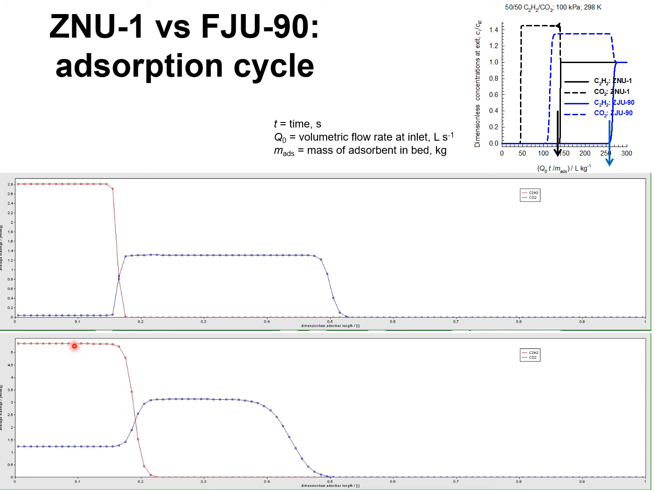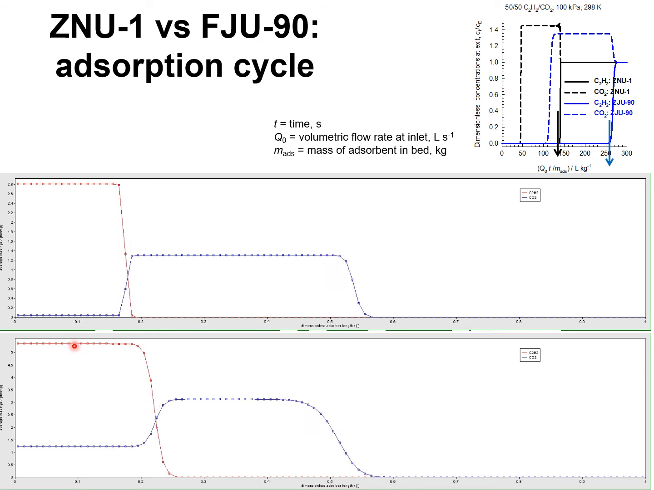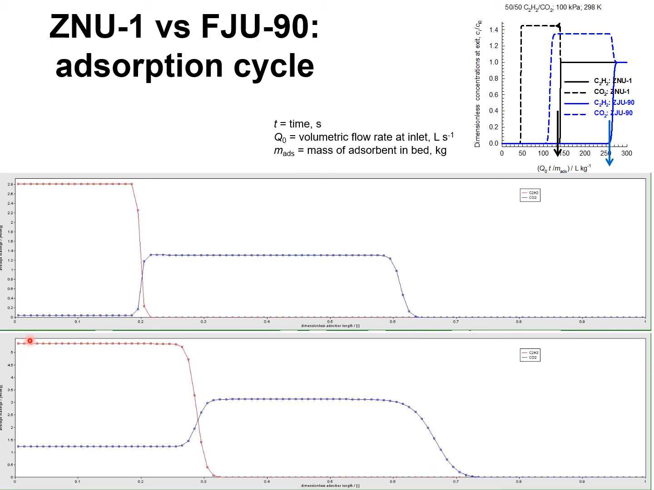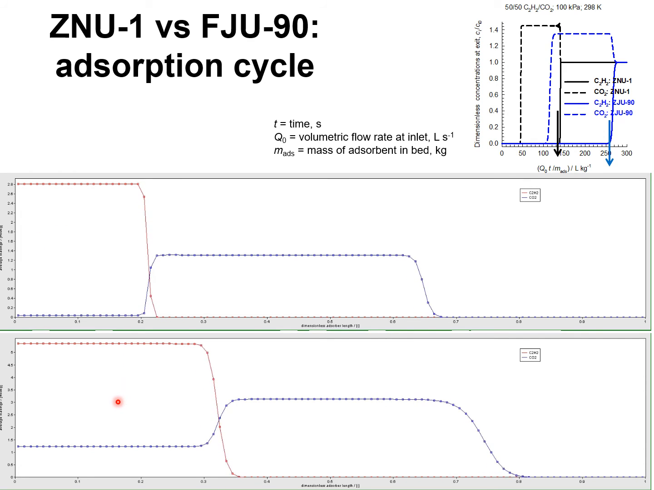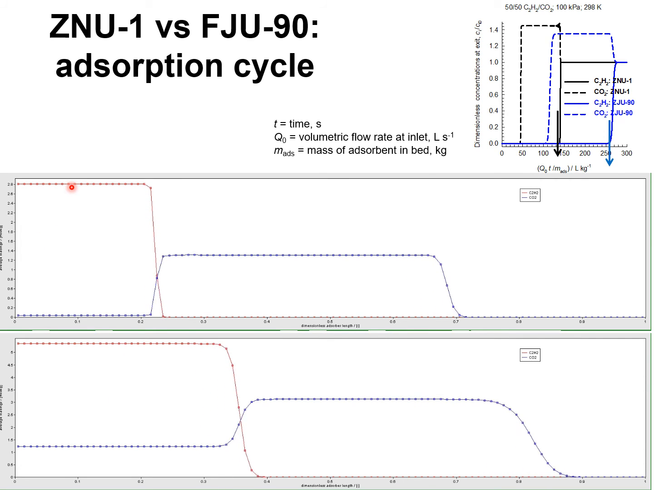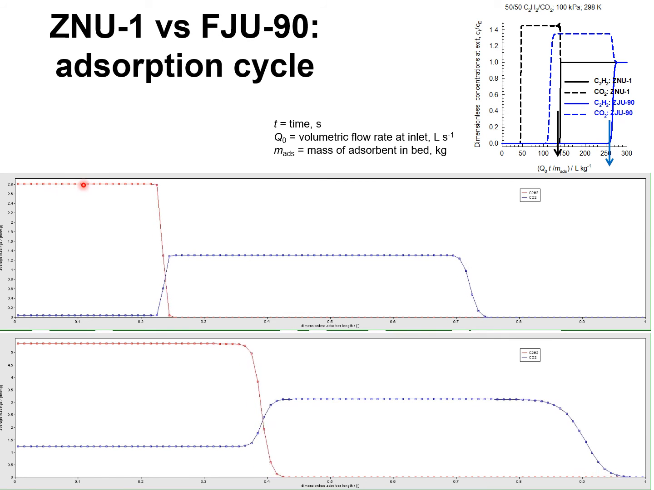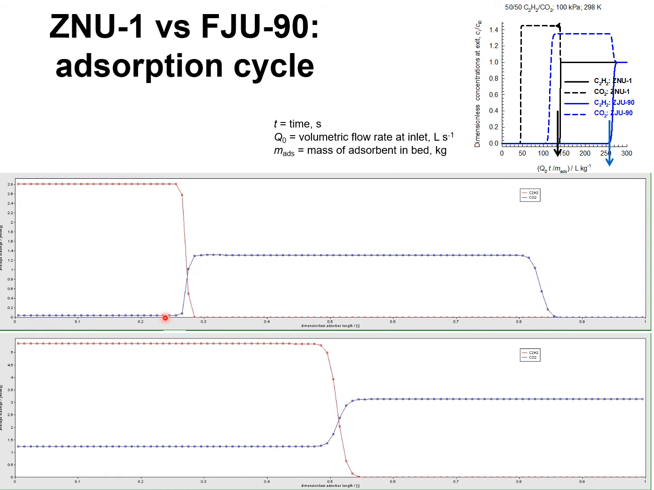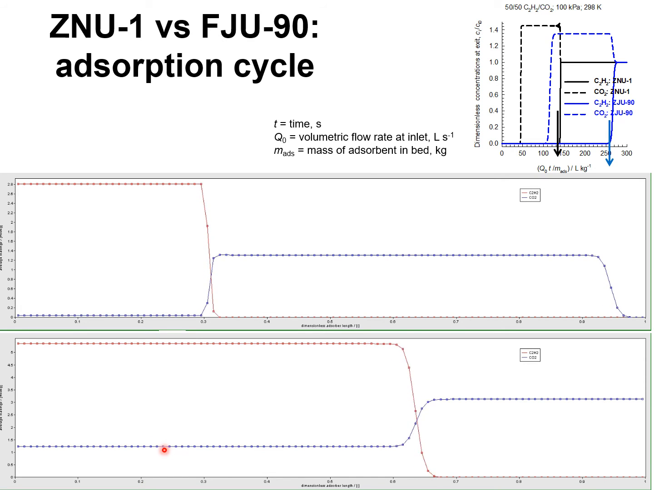It is noteworthy that with FJU90, the adsorbed phase loading is in excess of 5 moles per kilogram, but for ZNU1, the adsorbed phase loading is 2.8, significantly lower. On the other hand, the CO2 loading here is practically nothing, about 0.2 or so, whereas for FJU90, the CO2 loading is about 1.2.